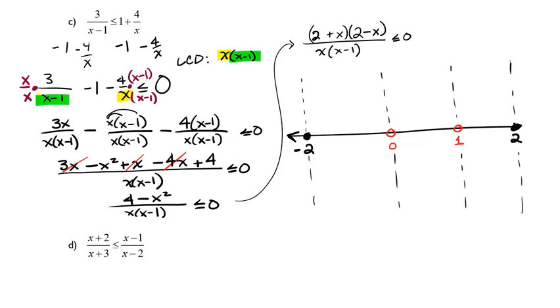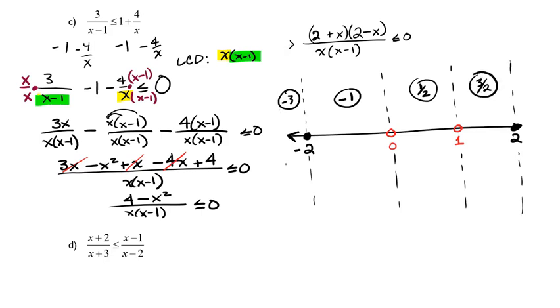To the left of negative 2, I will pick negative 3 as my test value. Between negative 2 and 0, I'll pick negative 1. Between 0 and 1, I will pick 1/2. And between 1 and 2, I will pick 3/2. Substituting negative 3 in, I will have a negative times a positive over a negative times a negative. That will give me an overall negative interval.